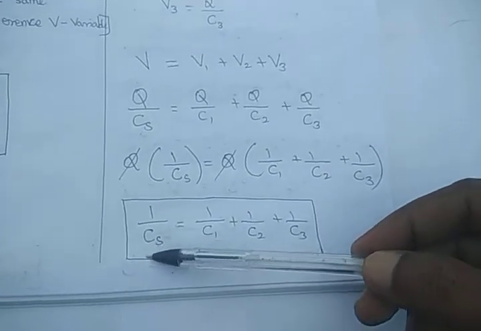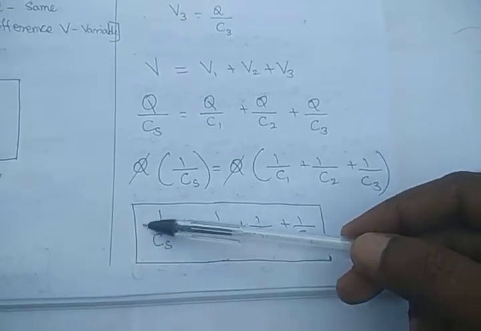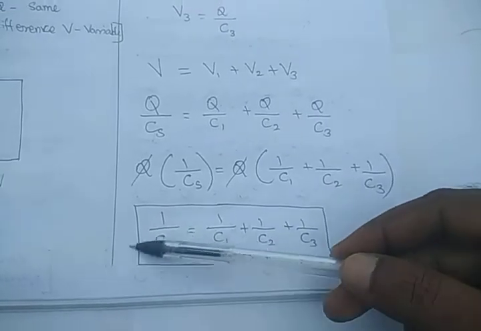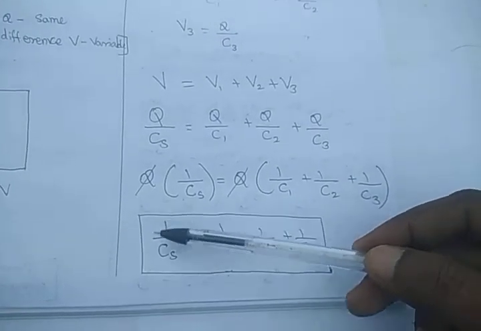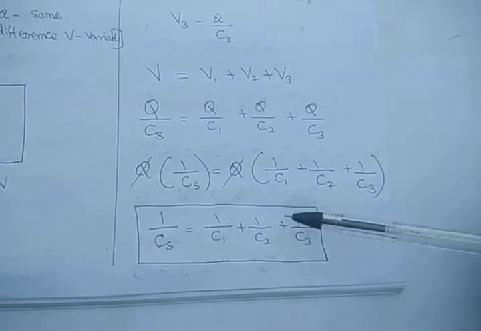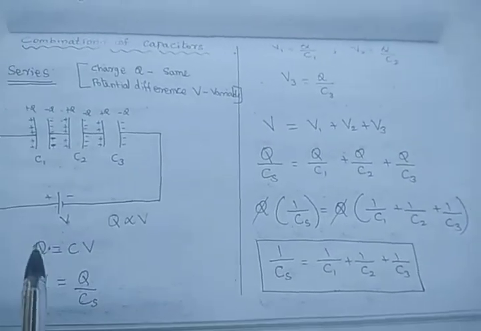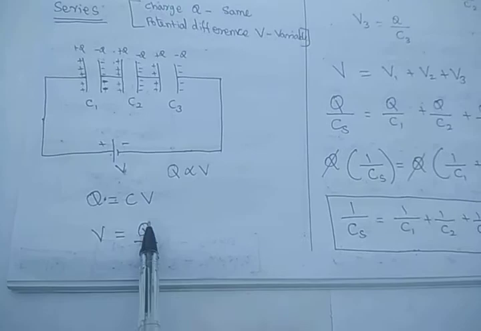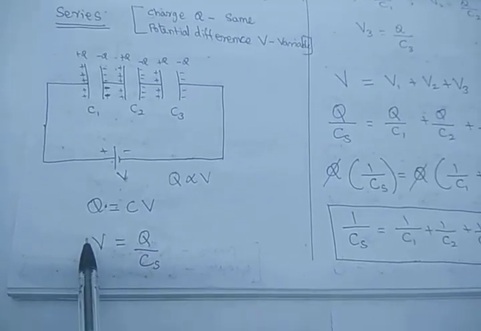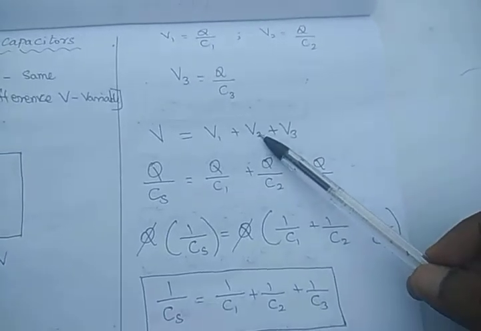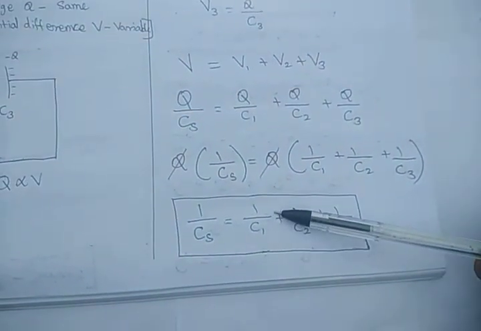That means for capacitors connected in series, the total or effective capacitance is given by 1 by CS equal to 1 by C1 plus 1 by C2 plus 1 by C3. Very simple step. V is equal to Q by CS. So whenever the capacitor's value changes, the voltage value changes. Just to sum up all the voltages, we get the equation.